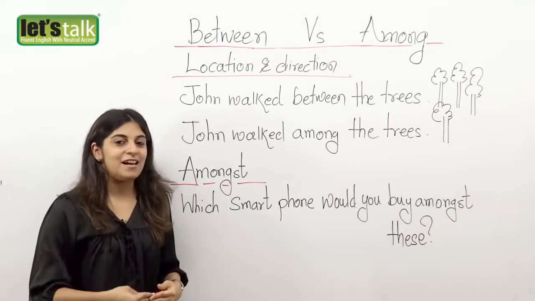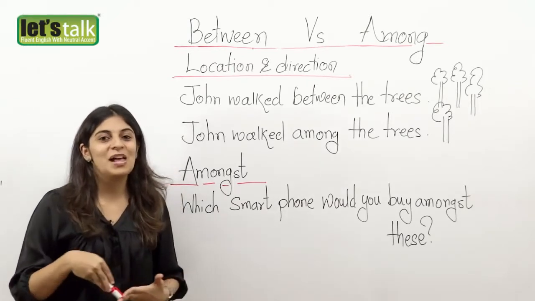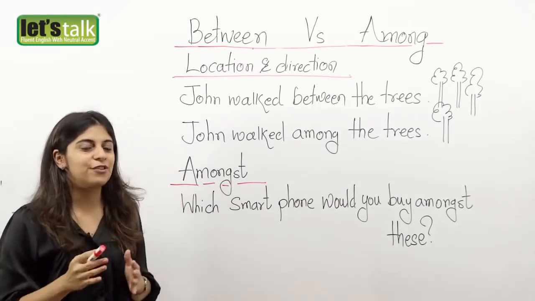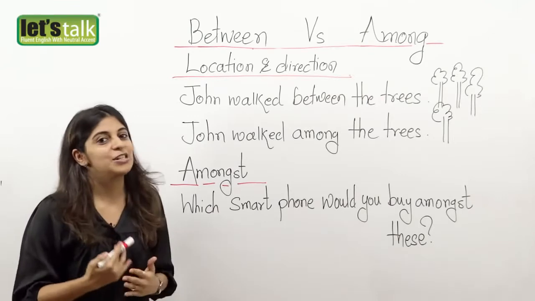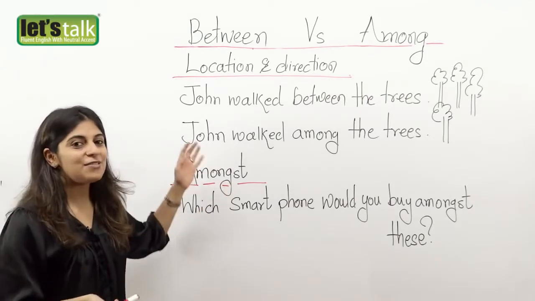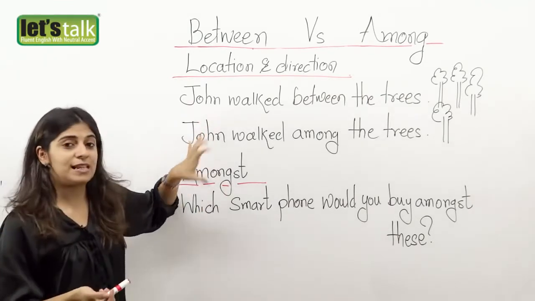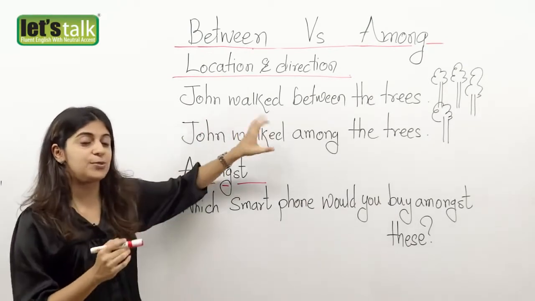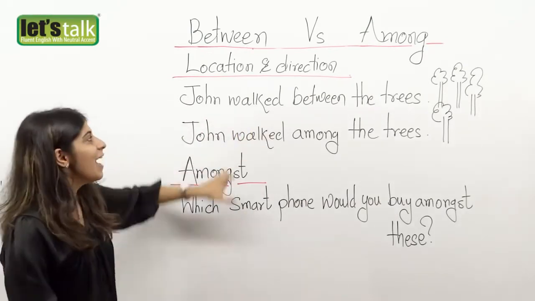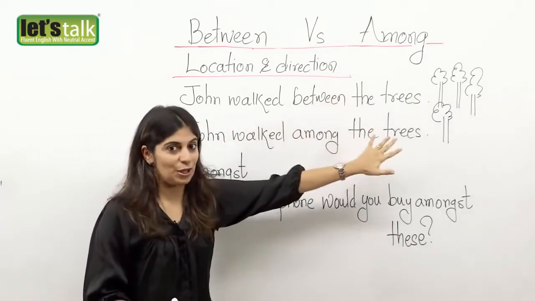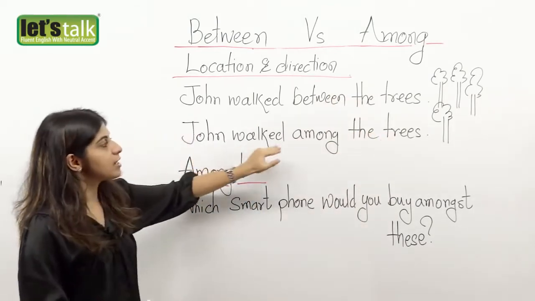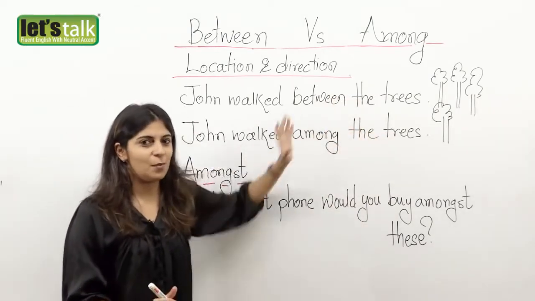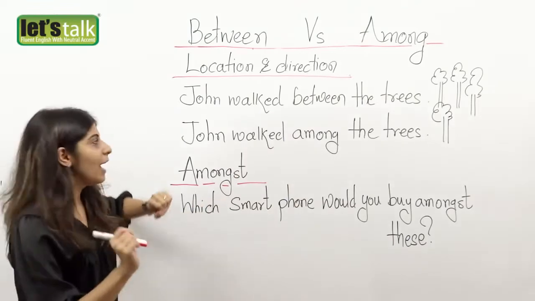Now the words between and among also help us to understand the difference between locations and directions. We have in fact two sentences for you. We'll look at the difference between these two sentences. John walked between the trees and John walked among the trees. So what do you think the difference is? I'll explain.